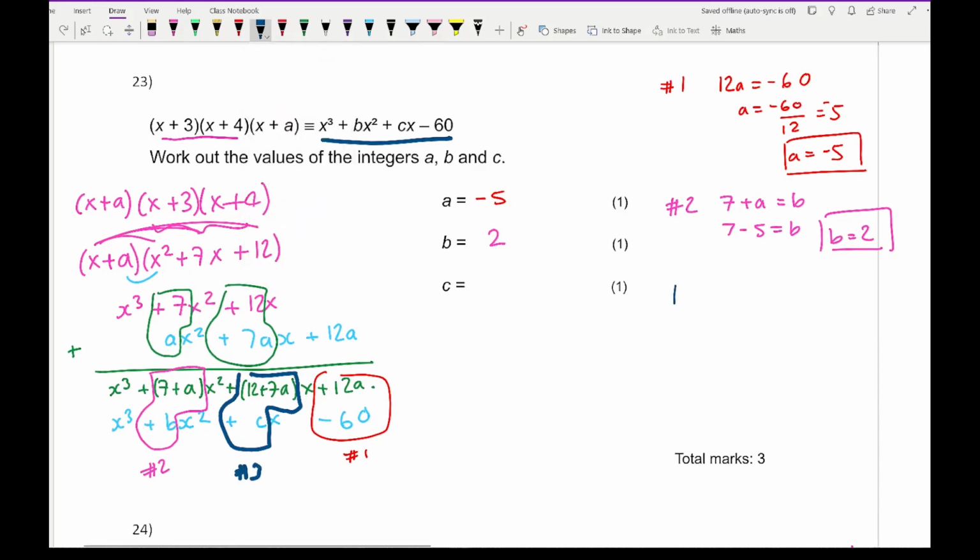So hashtag 3. I've got 12 plus 7a equals c. Now if a equals minus 5, that's going to be 12 minus 35 equals c. So minus 23 equals c. And there is my final answer. Now you could have easily done this by inspection, but again, if you can't see it, then this is how you would answer the question algebraically.